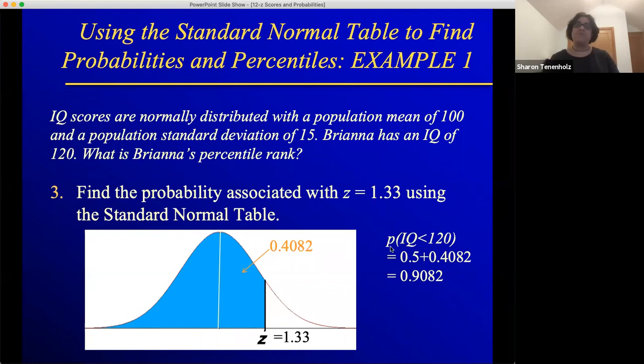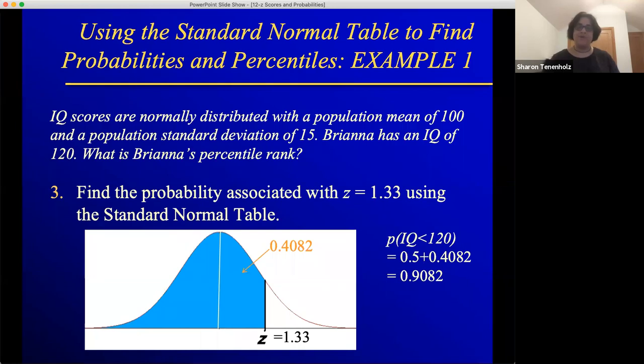So to figure out the probability of getting an IQ below 120, or a z-score below 1.33, we take 0.5, which gives us the left half of the curve, and we add the 0.4082 that we looked up in the table, which tells us the area between the mean and the z-score. And we find that together, this is 0.9082. Does everyone see how we got that?